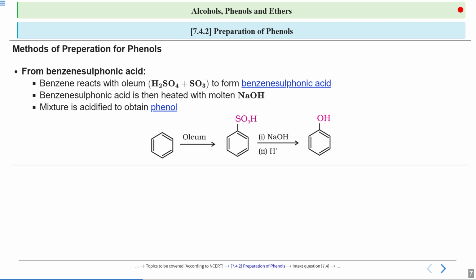That means benzene over which an SO3H group is attached. Now this benzene sulfonic acid is heated with the molten sodium hydroxide, and the benzene sulfonic acid will convert to sodium phenoxide, and then when you acidify the sodium phenoxide, it will convert to phenol. And you will get your major product, for which the reaction is happening, that is the preparation of phenol. So this is the second method, from benzene sulfonic acid, for the preparation of phenol.